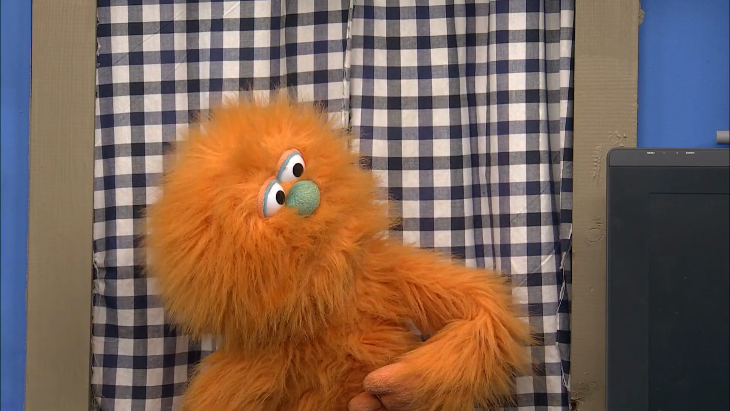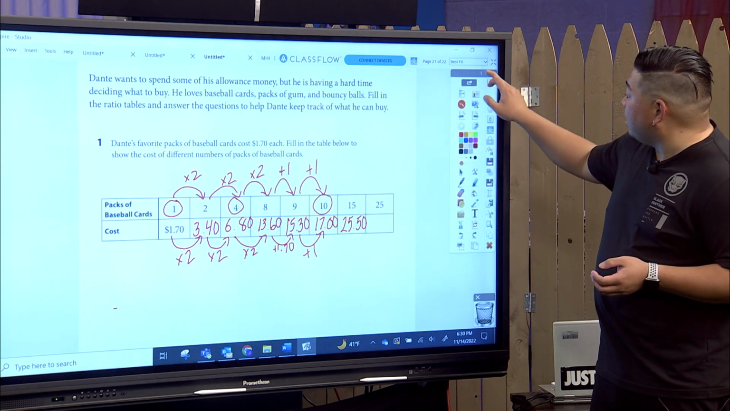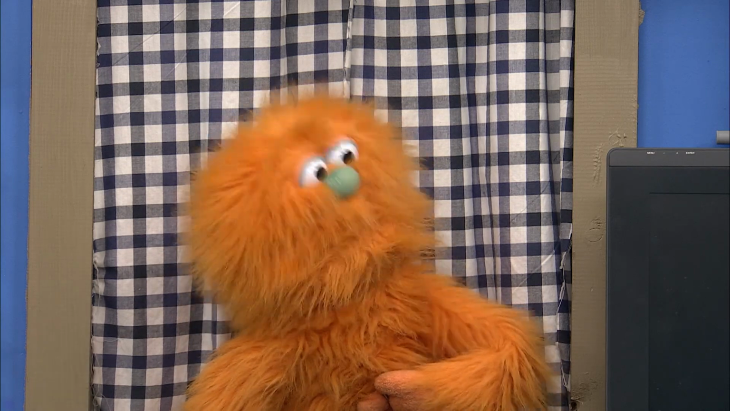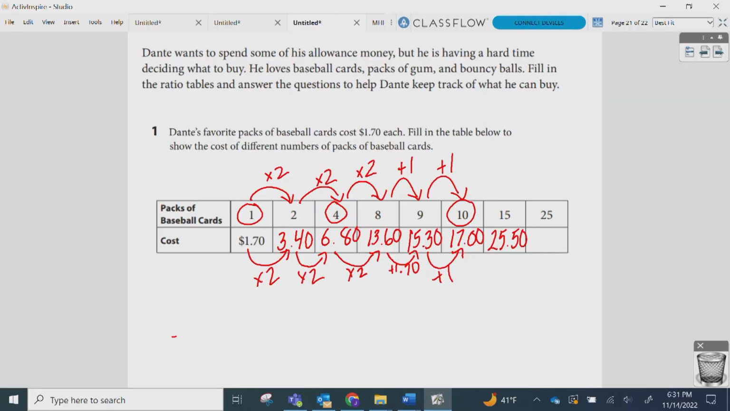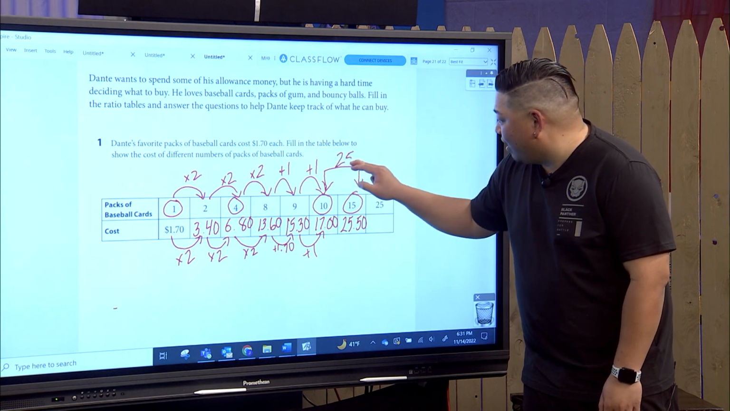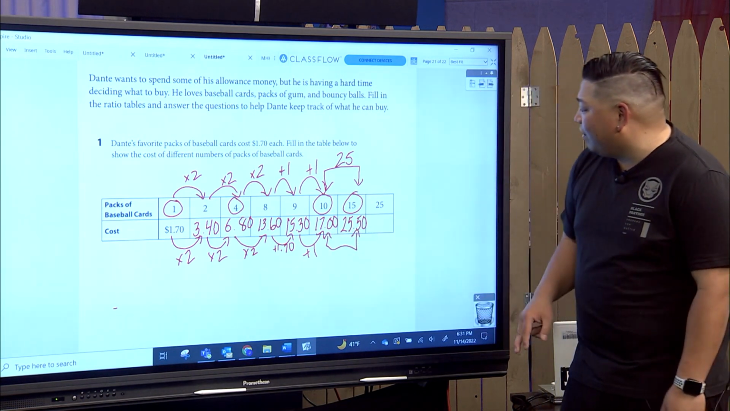So what can we use to figure out how much money it would cost to get 25 packs of baseball cards? Well, we already have the 15, and we need 10 more packs. Yep. So we could just add them together. That's right. So 10 and 15 added together would be 25. So I can go ahead and add these. So $17 plus $25.50.